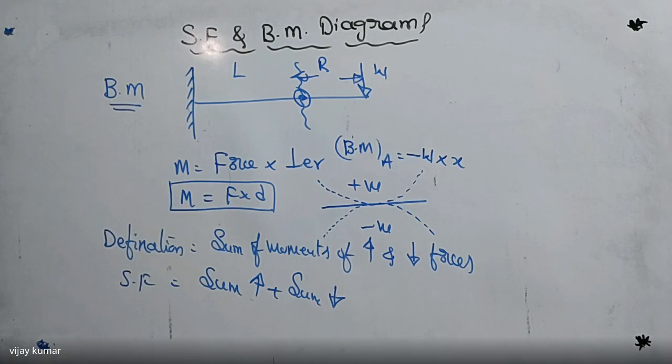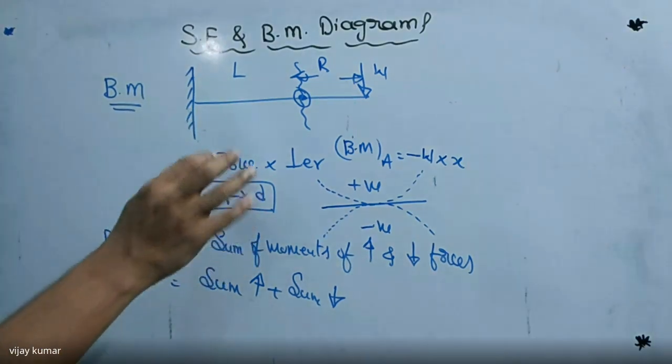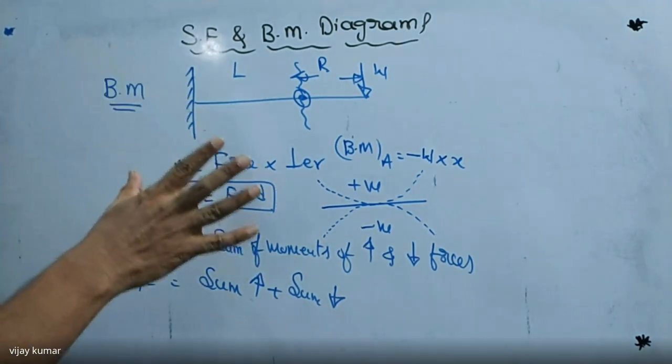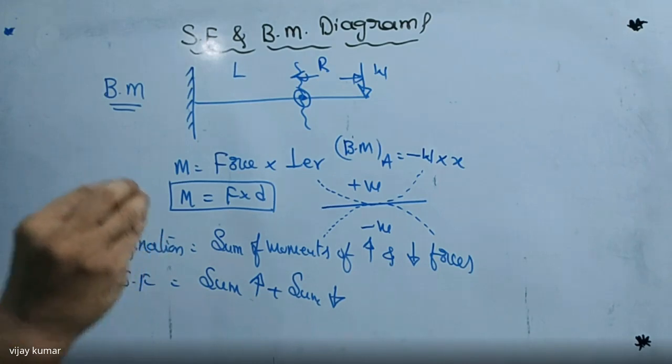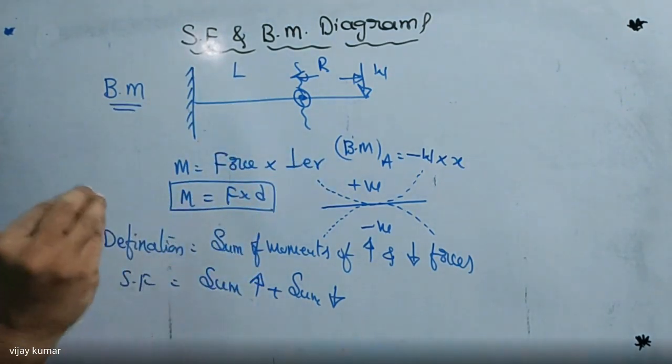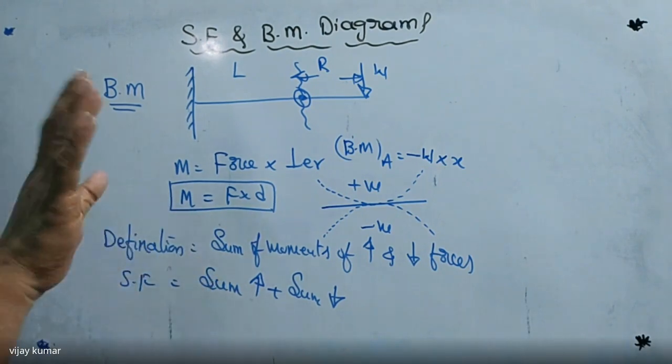So by using this procedure for shear force and bending moment, we are going to draw the shear force and bending moment diagrams. Now, my question is, what is the use of these diagrams? Why are we going to draw these diagrams? If you draw the shear force and bending moment diagram, by seeing the diagram, we can easily identify where the shear is maximum and where the shear is minimum, and where the bending is maximum and where the bending is minimum.